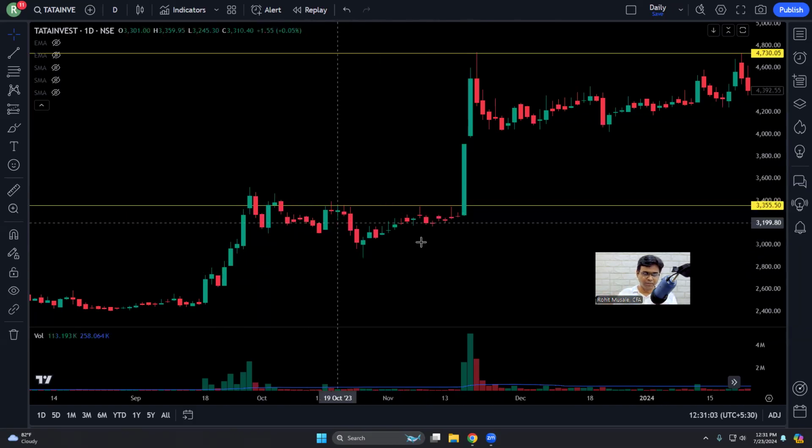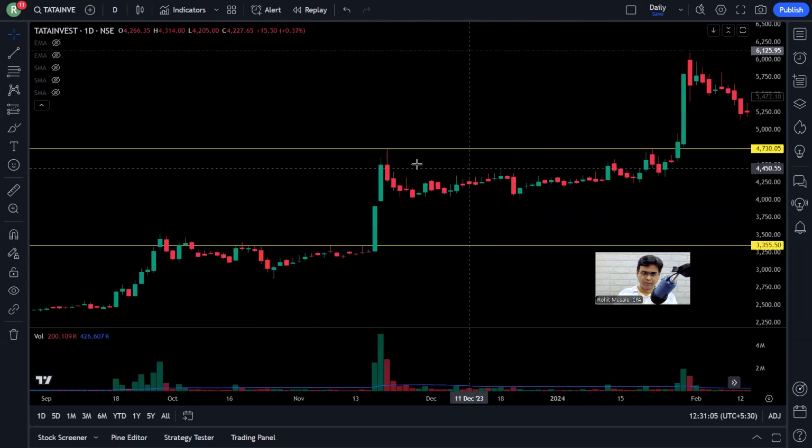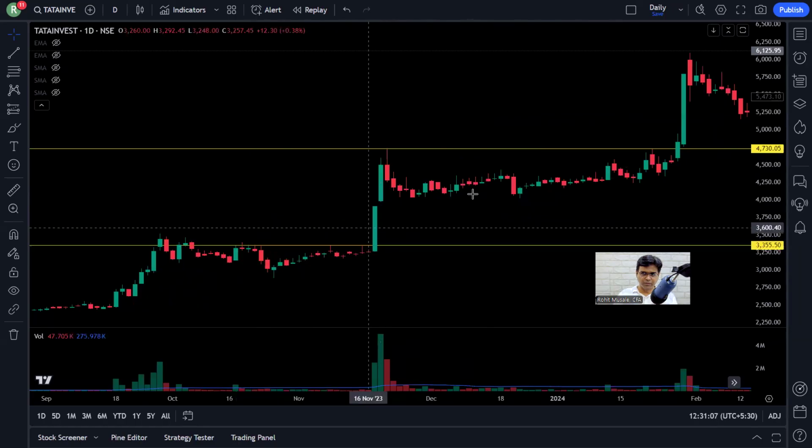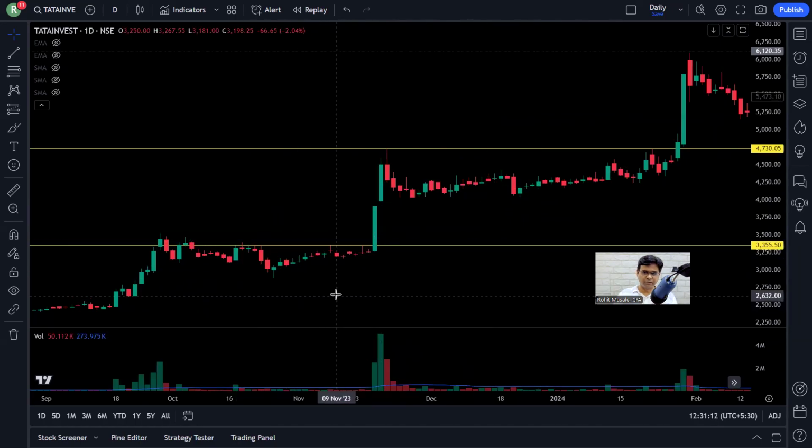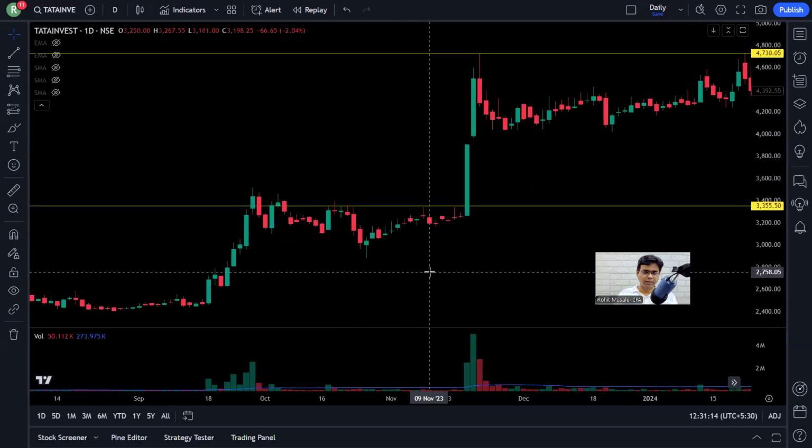See, this is one base. This is another base. So you can see the difference between this base and this base. There is a slight difference. So how do we determine what is the quality of the base?